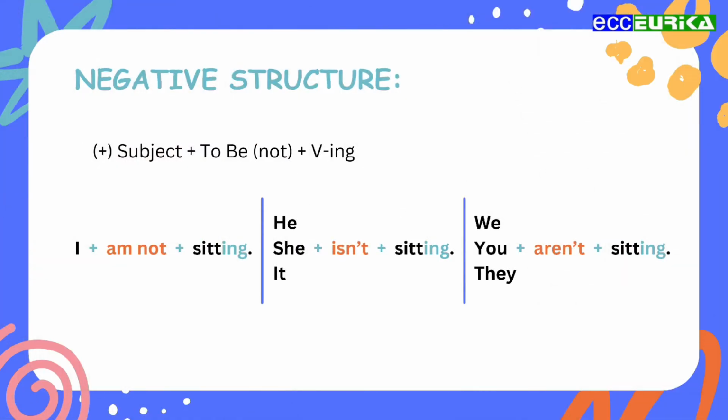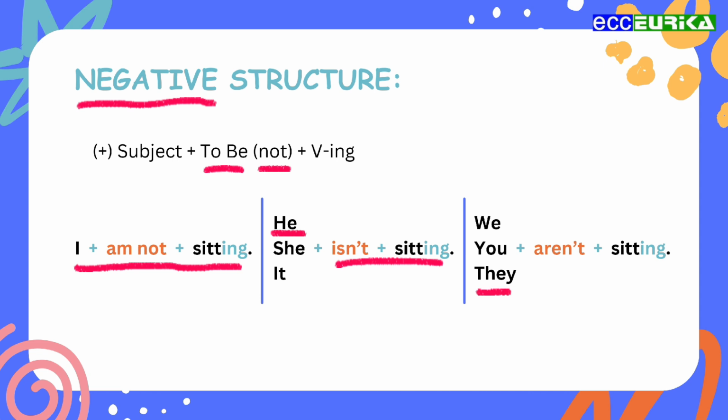If we want to make a negative sentence, we just add not after the verb to be. For example, I am not sitting. He is not sitting. They are not sitting. So, we simply add not after am, is, or are to make the sentence negative.